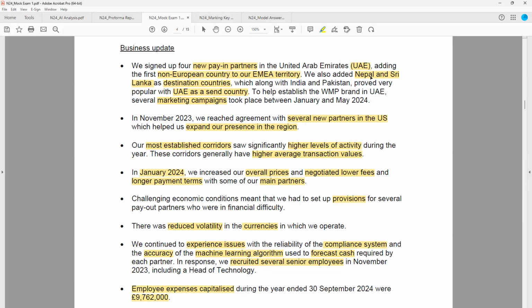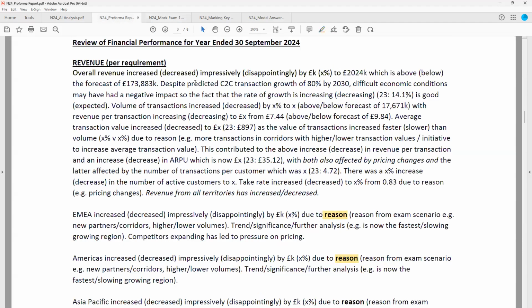So we've got the new partners which we've brought in, and we can tie that in with the destination countries as well. What this is really all saying is that revenue from UAE and therefore EMEA has gone up because of the new partners in UAE. This is the reason why Americas is going up. This is the reason why transaction values are higher. So you could be scribbling those on.